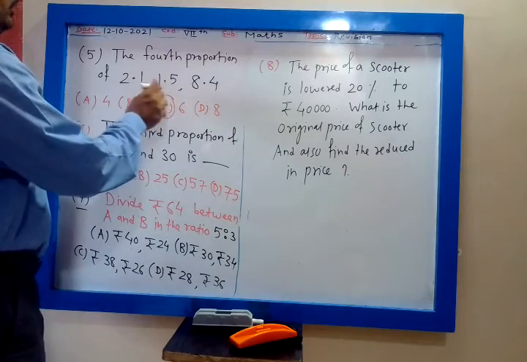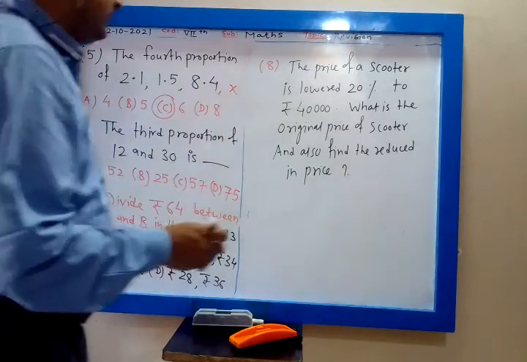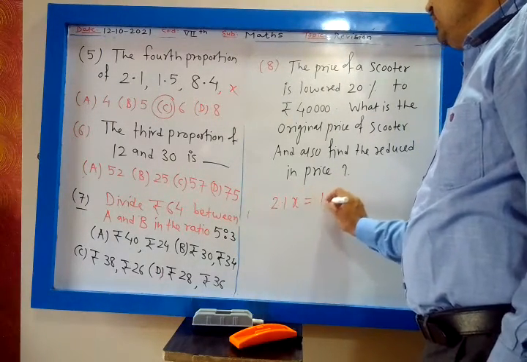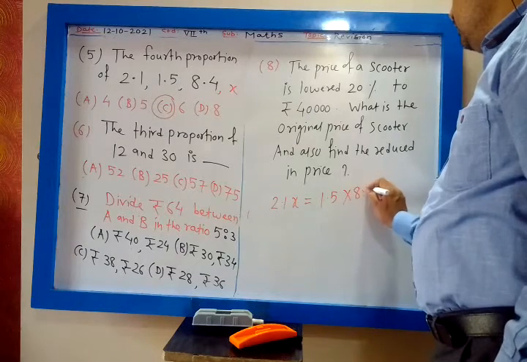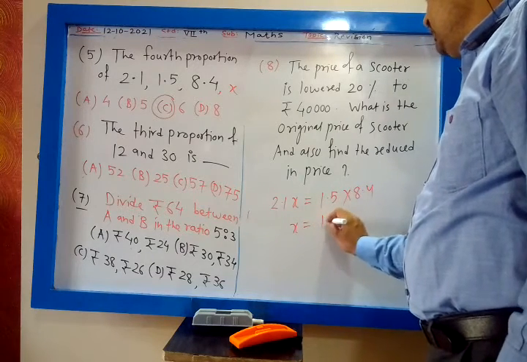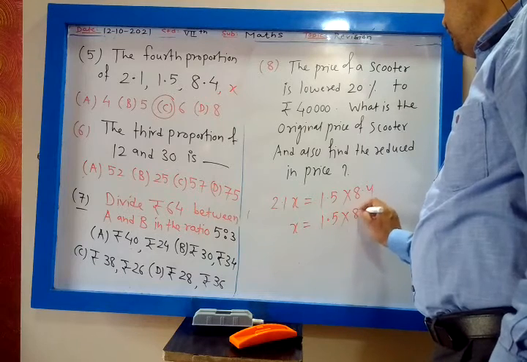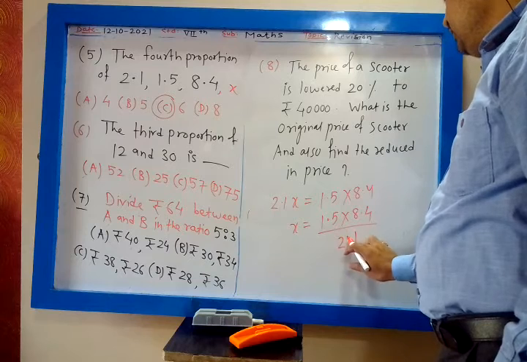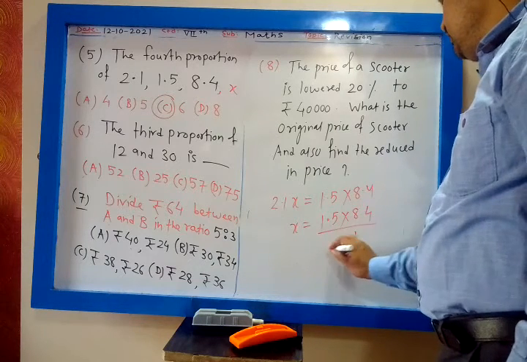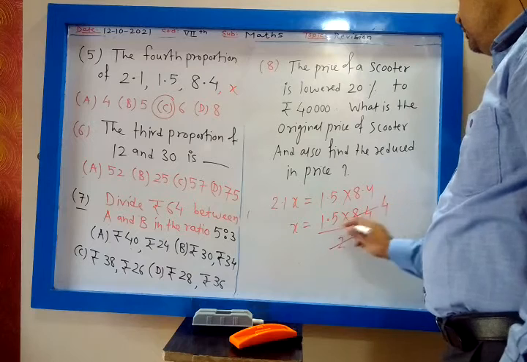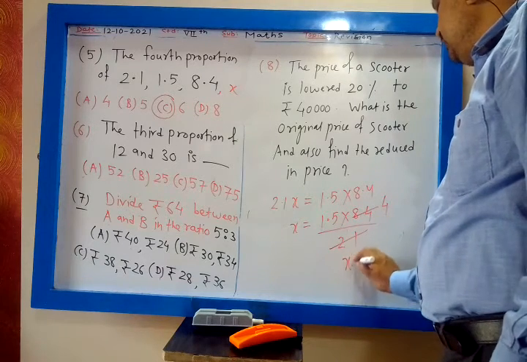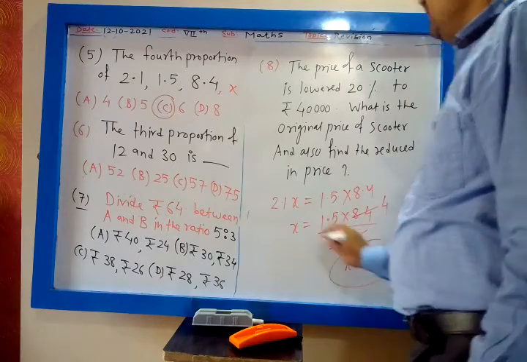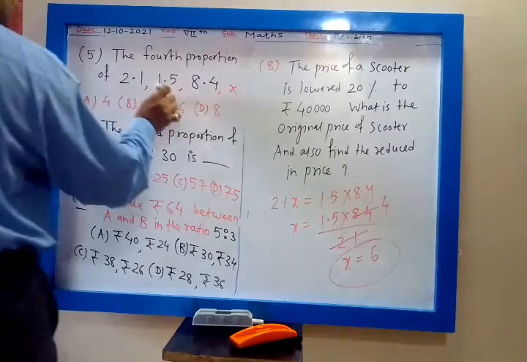Let us verify. Fourth proportion I will take x. So you will get 2.1 into x is equal to 1.5 into 8.4. So x is equal to 1.5 into 8.4 upon 2.1. You can remove the decimal. After decimal one digit, you can remove one decimal. 21 4s are 84. 1.5 into 4, x will be 6. Yes, x will be 6. C is the correct answer.